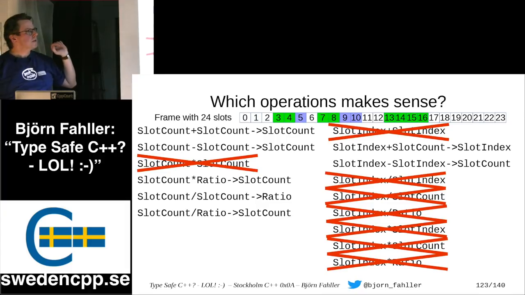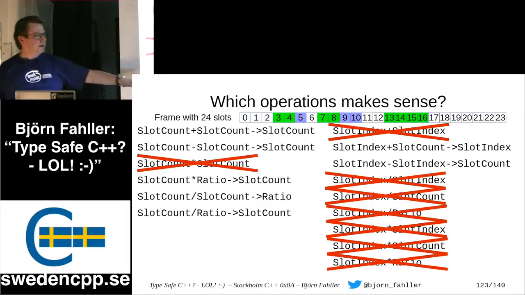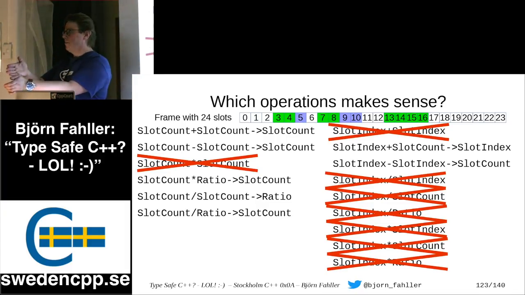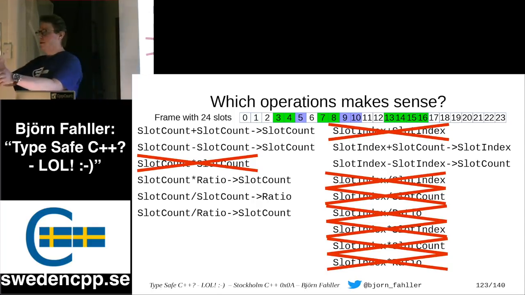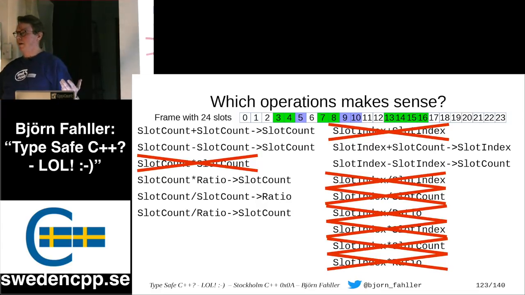No, because then I get a different type. Slot count divided by slot count is a ratio, so that's just a number. So this slot count is 3 times as big as this one, so it's just a 3. And then you cannot divide 3 by a slot count because that doesn't make sense.